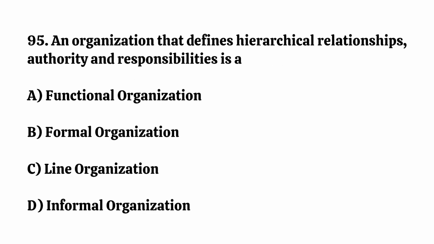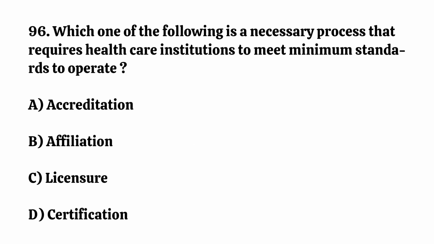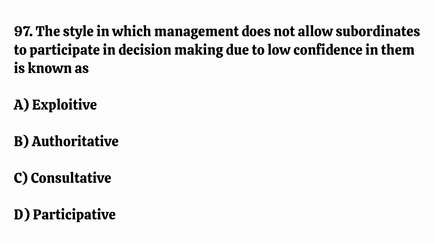Buffer stock. Next, an organization that defines hierarchical relationships, authority and responsibilities is A. Functional organization, B. Formal organization, C. Line organization, D. Informal organization. Answer is option B. Formal organization. Next, which one of the following is a necessary process that requires healthcare institutions to meet minimum standards to operate? A. Accreditation, B. Affiliation, C. Licensure, D. Certification. Answer is option C. Licensure. Next, the style in which management does not allow subordinates to participate in decision making due to low confidence in them is known as A. Exploitative, B. Authoritative, C. Consultative, D. Participative. Answer is option A.